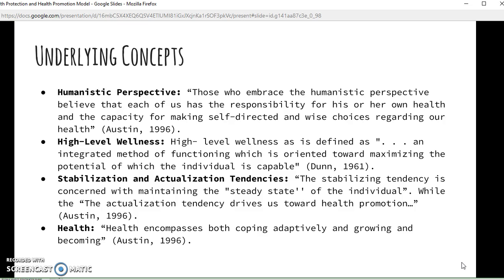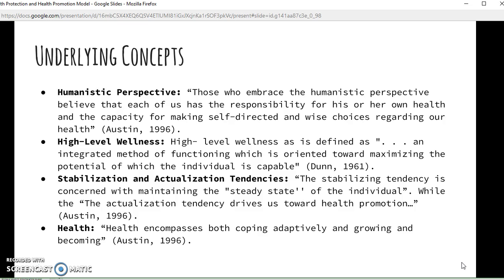High-level wellness is gained when we exist in a very favorable environment, or doing something that we enjoy and that we love doing. And just as it says on here, high-level wellness is defined as an integrated method of functioning which is oriented toward maximizing the potential of which the individual is capable.